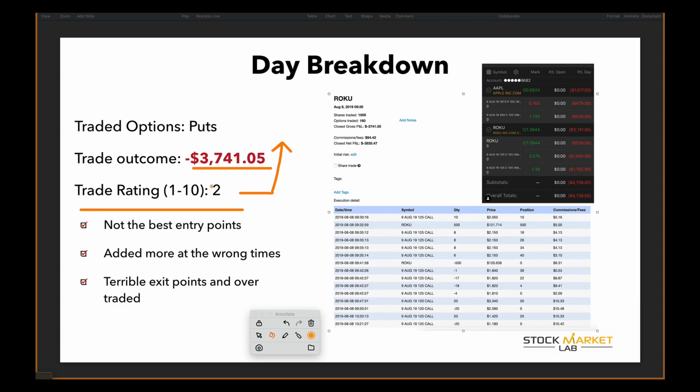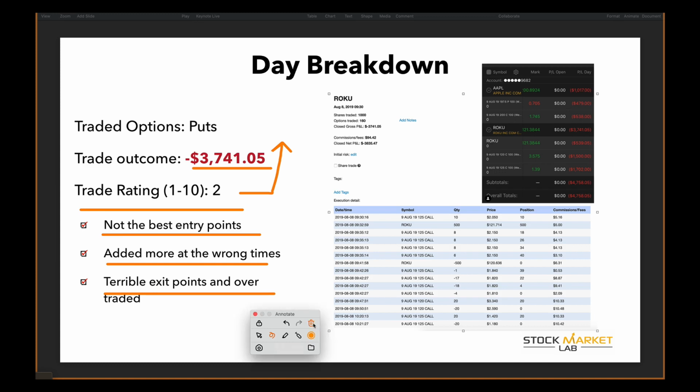Now, the reason I gave it a 2 is because I had a terrible entry point. My entry point was terrible. I didn't follow my rule. I added more at the wrong time. I added to this position. And my exit points were also terrible, and I overtraded. This was a complete overtrade situation.